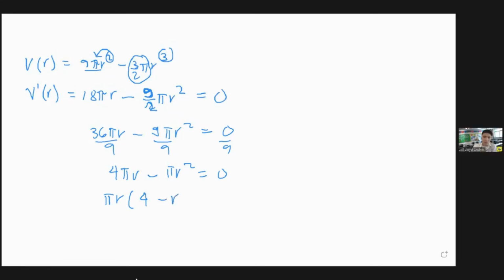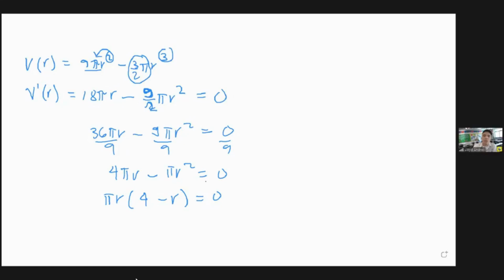Sige daw, basig na na po ko isami. Paki-check daw. 36 36 pi r squared 4 pi.